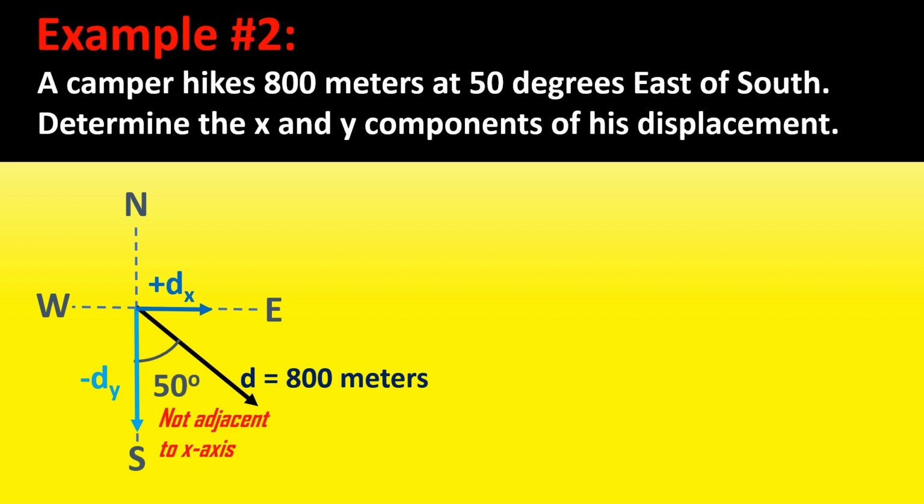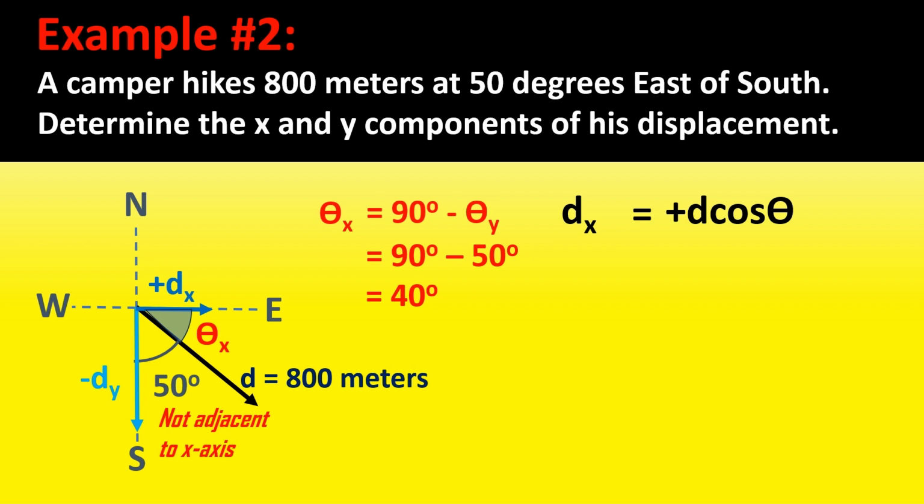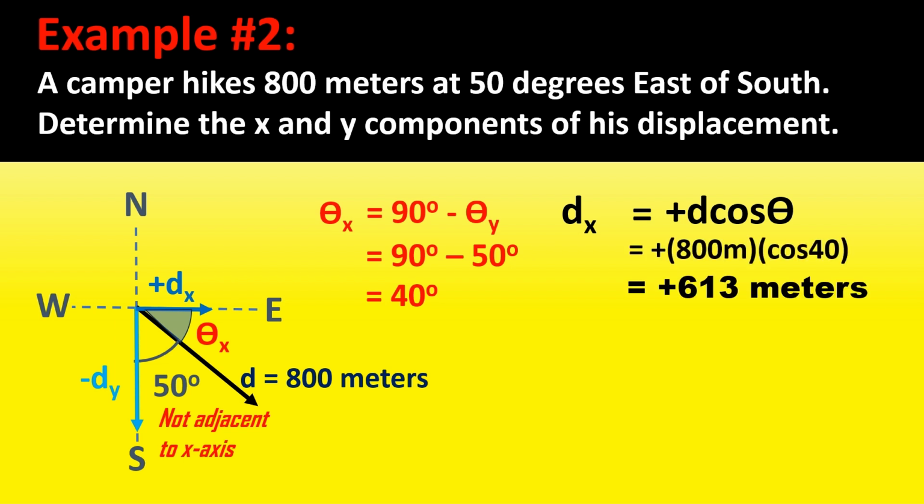The angle here is not adjacent to the x-axis, so we need to determine the angle from the x-axis. Using this equation, we get the angle adjacent to the x-axis, which is 40 degrees. Dx is equal to positive d cosine theta. This is positive since dx is directed to the right. Dy is equal to negative d sine theta. We attach a negative sign to the equation since dy is directed downward.